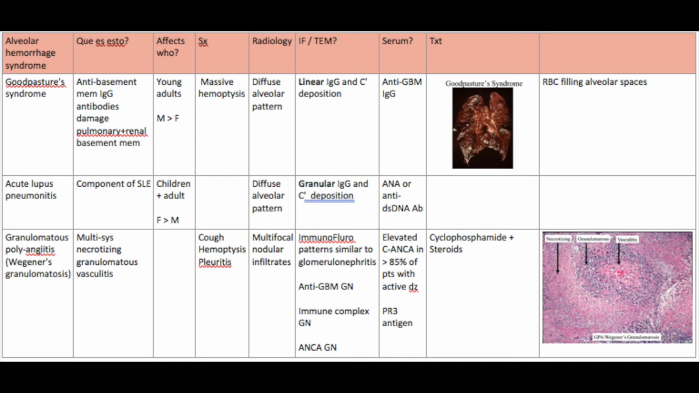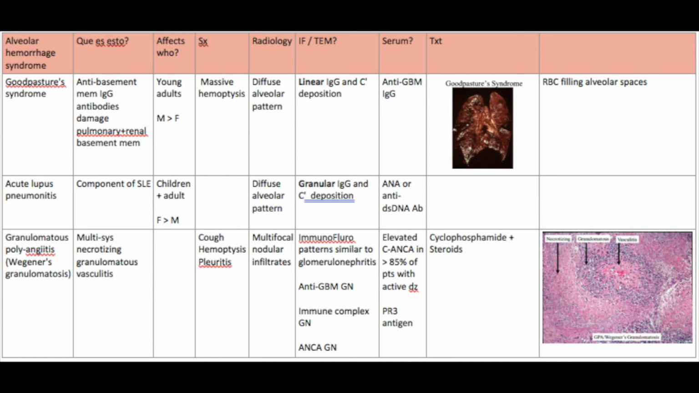So once again, just to summarize this alveolar hemorrhage syndrome a little bit more, I know it can be a lot, all over the place, with memorizing immunofluorescence patterns and serum patterns and whatnot, and radiological patterns as well. So let's just discuss one more time radiologically what we're going to see in Goodpasture syndrome as well as acute lupus pneumonitis. You're just going to see diffuse alveolar pattern. However, in granulomatous polyangiitis, which is multiple granulomas in different organs, you're going to see multifocal nodular infiltrates, which makes sense because granulomatous polyangiitis is going to affect systematically all these organs and form all these granulomas. It's just going to be in different organs. It's going to be multifocal, and you're going to have these nodules in different spaces. So that's how I remember that.